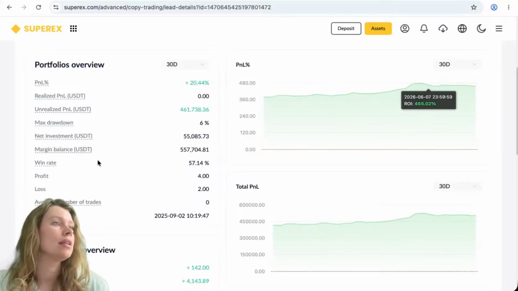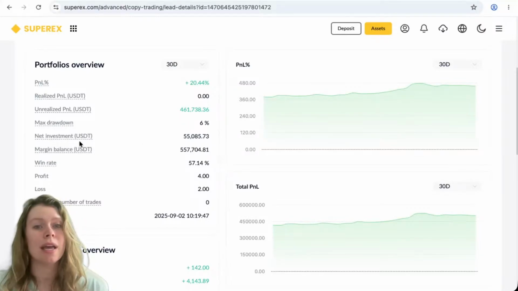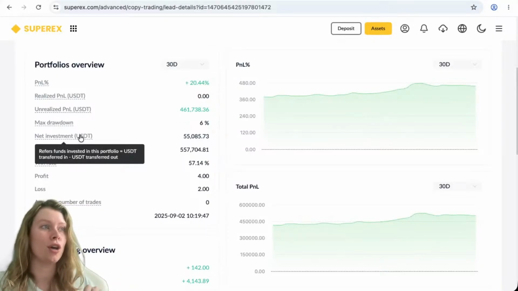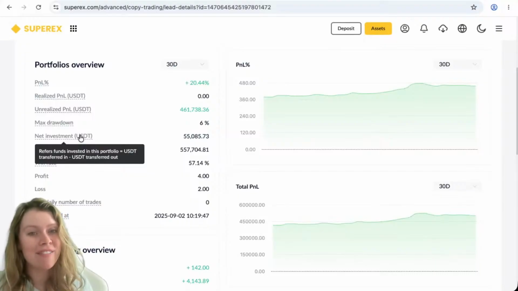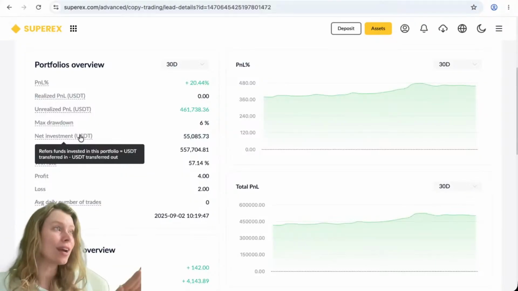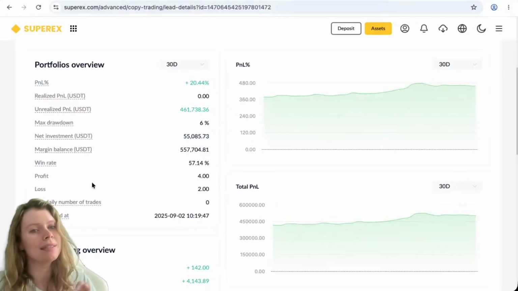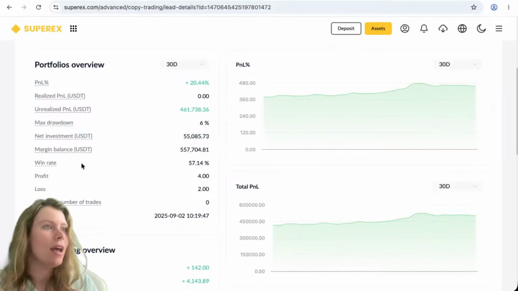So let's have a look at net investment. This refers to the funds invested in this portfolio. USD transferred in, USDT transferred out. $55,000. Like, that's insane. That is crazy good. I do definitely want to keep my eye on this person because that's some good juju right there.